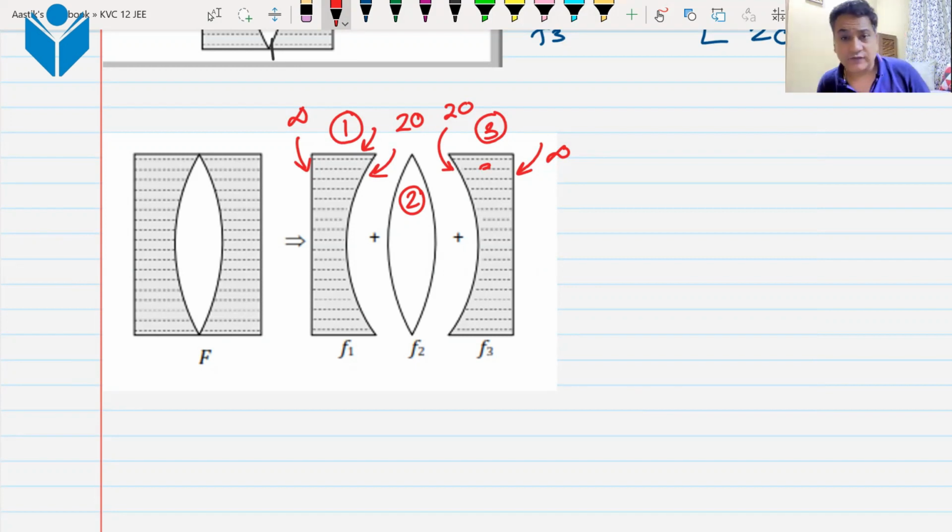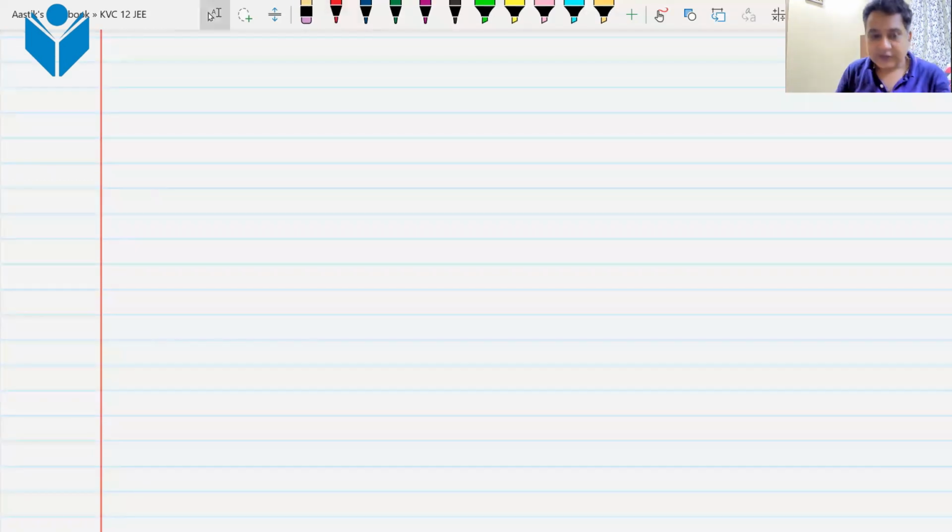This is combination of lenses. Combination of lenses when they are placed in contact. Combination of lenses when they are set at a distance d apart. What would be the next heading? Any idea? Combination of lens with mirrors. So you can write the next.